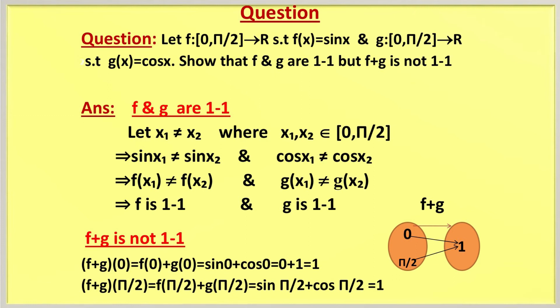So, let x1 not equal to x2, where x1, x2 belong to the closed interval 0 to pi by 2. Because x1 not equal to x2, obviously sin x1 will not be sin x2 because the interval is 0 to pi by 2. So, there will be no repetition of values of sin x. Similarly, cos x1 will not be cos x2. When sin x1 is not equal to sin x2, f(x1) will not be f(x2). So, f is 1-1. Similarly, for x1 not equal to x2, cos x1 will not be cos x2, that will imply g(x1) is not equal to g(x2). So, g is 1-1. So, we have shown the first part of the problem that f and g are 1-1.